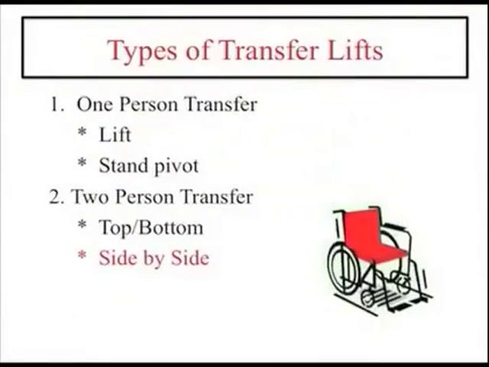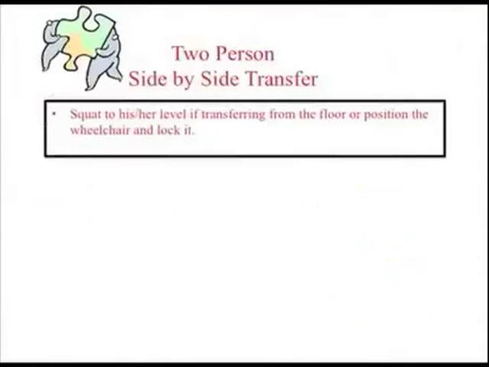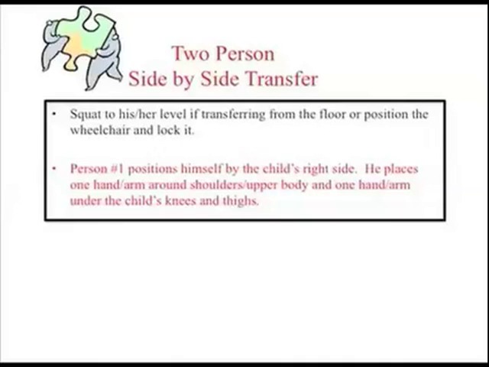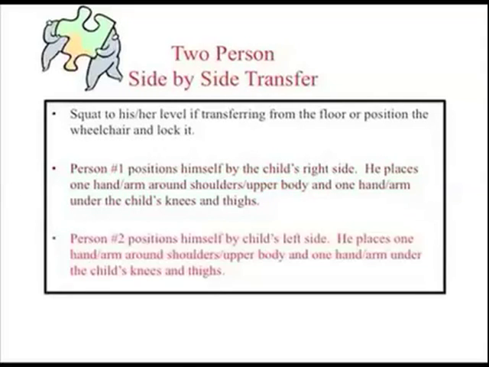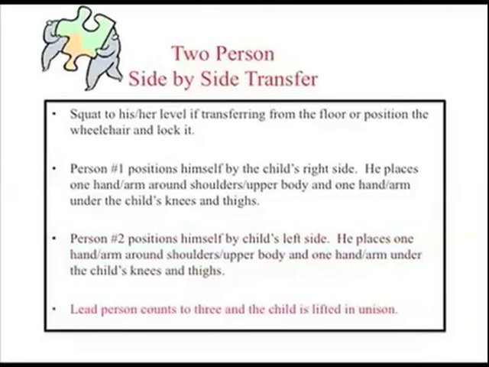2-person transfer, side by side. Squat to the child's level if transferring from the floor, or position the wheelchair and lock the brake. Person number 1 positions himself by the child's right side. He places one hand or arm around the child's shoulders or upper body and one hand or arm under the child's knees and thighs. Person number 2 positions himself by the child's left side. He places one hand or arm around the child's shoulders or upper body and one hand or arm under the child's knees and thighs. The lead person counts to 3 and they lift the child in unison.